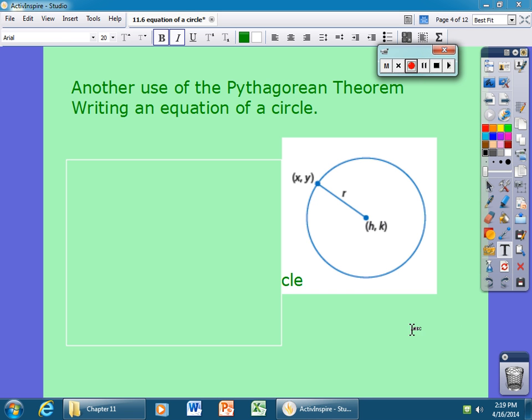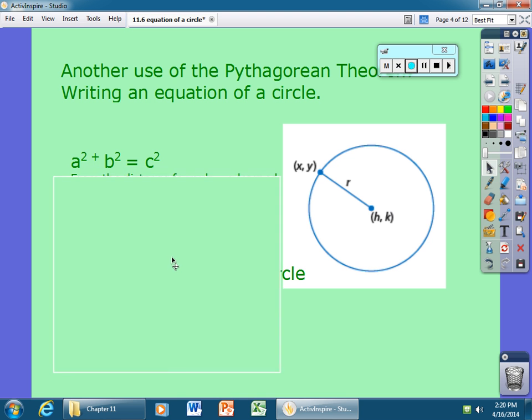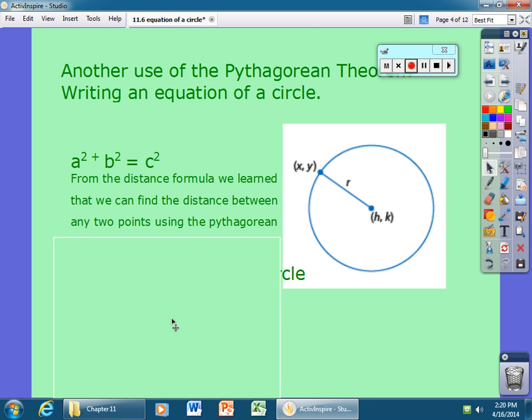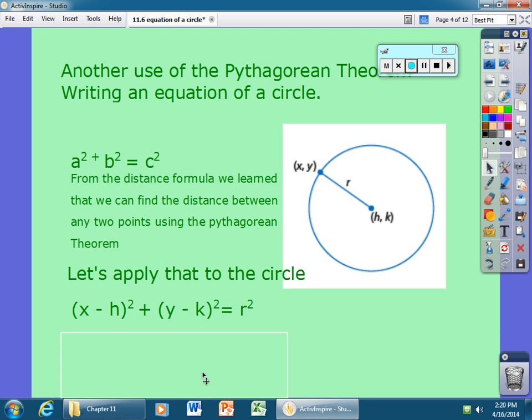Writing an equation for a circle is another application of the Pythagorean theorem. If you notice in my circle here, I have 2 points labeled. We have learned the distance formula, and the distance formula was based on the Pythagorean theorem. So the equation of our circle is based on the distance formula, which is based on the Pythagorean theorem. From the distance formula that we've learned, we can find the distance between any 2 points. So since we're using that distance formula, we're going to just apply that to a circle.